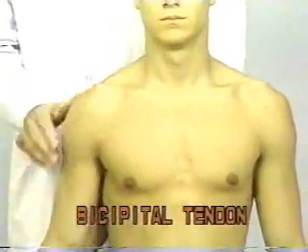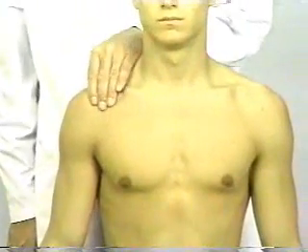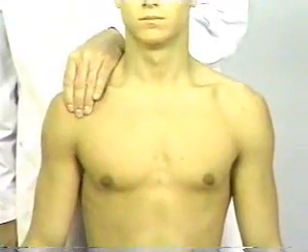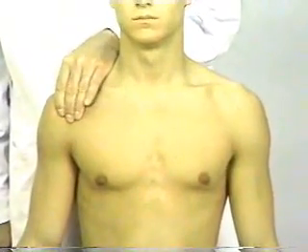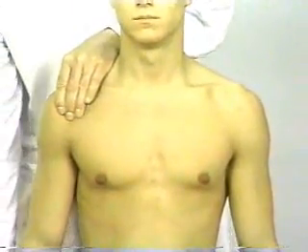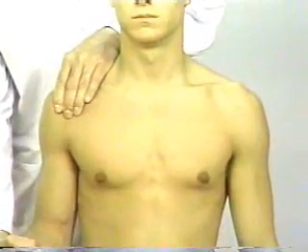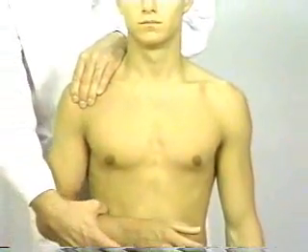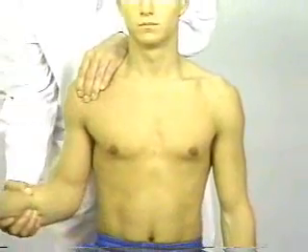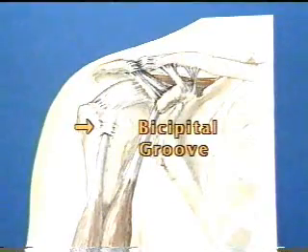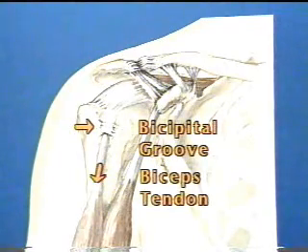Bicipital tendon. Return to the coracoid process anteriorly and move the examining fingers approximately 1 centimeter laterally. With the other hand, flex the patient's elbow to 90 degrees and rotate the arm towards and away from the body. A depression between the greater and lesser tuberosities is palpable with passive rotation of the humerus. This is the region of the bicipital groove, and the biceps tendon courses distally in the groove.